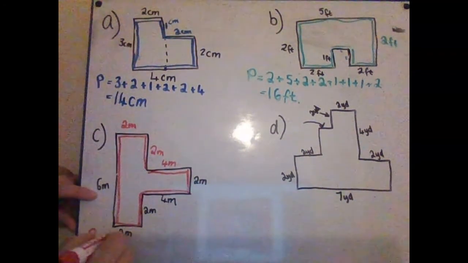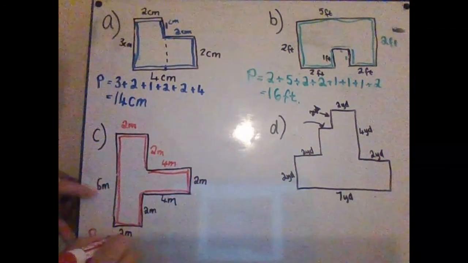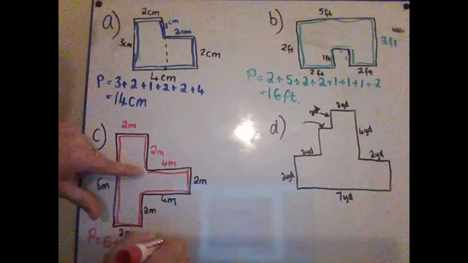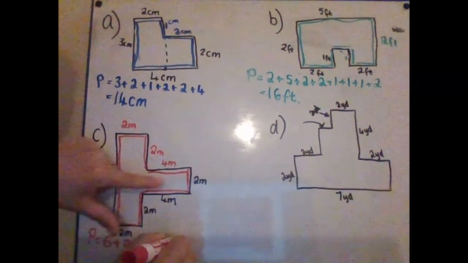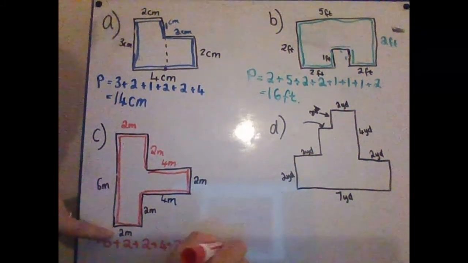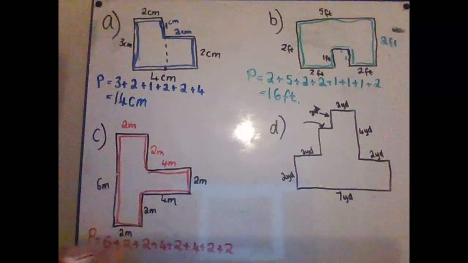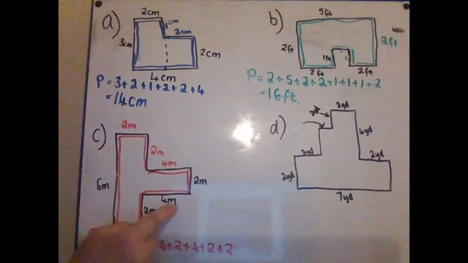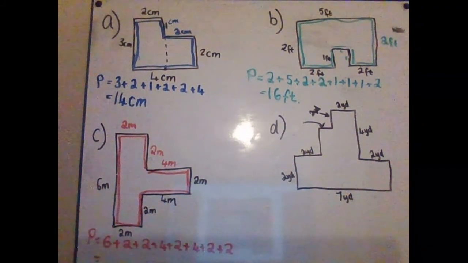Starting right here with the 6. 6, add 2, add 2, add 4, add 2, add 4, add 2, add 2. Okay, I should have 1, 2, 3, 4, 5, 6, 7, 8 lengths on there.